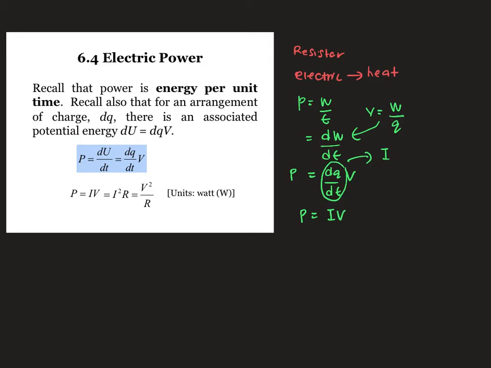Okay, you can use another formula for power, where we are going to use the concept of Ohm's law. I'm going to put the V here. Therefore, I can also use power equals I squared R, or I can put I as the subject, V over R, so I can use power equals V squared over R. That's also a formula that you can use.